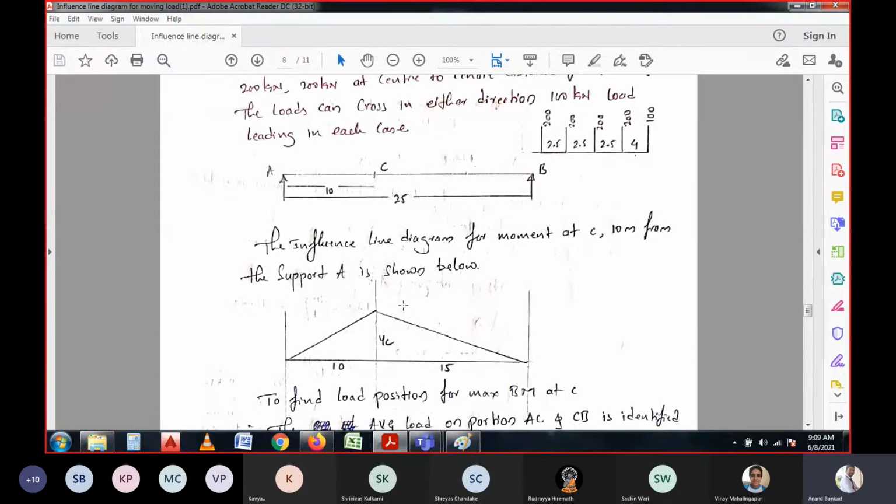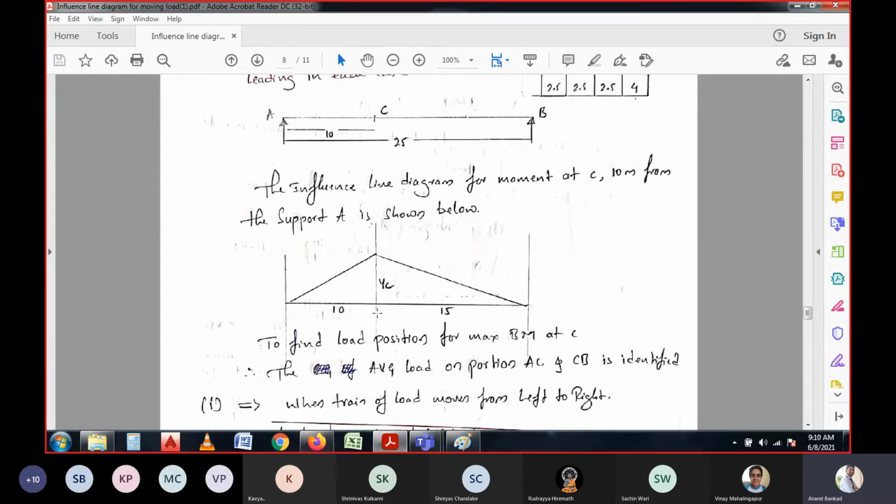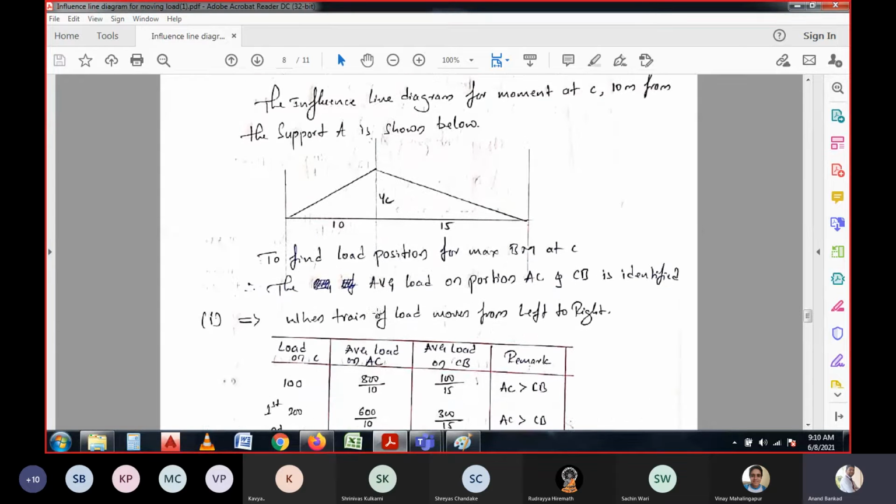I hope it is clear what I am trying to explain for you. The case has load intensities of different values, 100 and 200, but which load needs to be at the section to get the maximum bending moment, that is the case we need to have a discussion for.